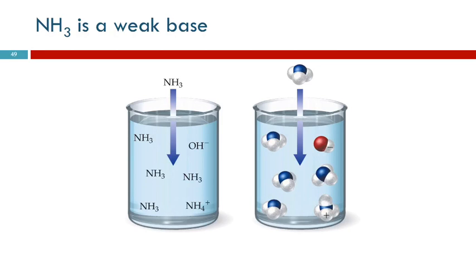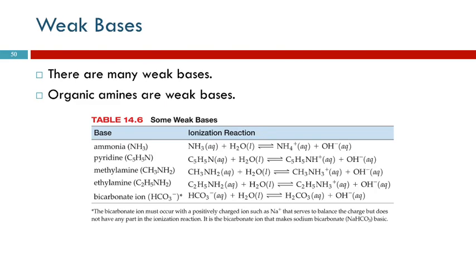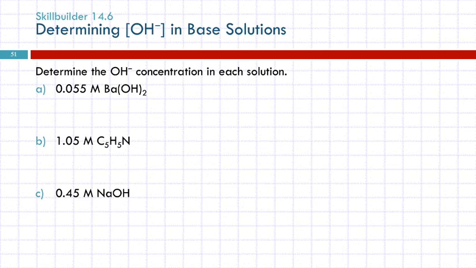This is an illustration of what happens. So we have intact ammonia, and we've got some ions, but mostly not. There's lots of weak bases. Organic amines are weak bases. The only one you need to know about, though, is ammonia. So determining hydroxide ion concentrations.